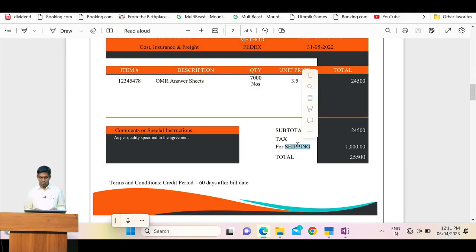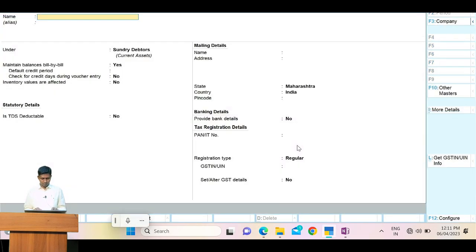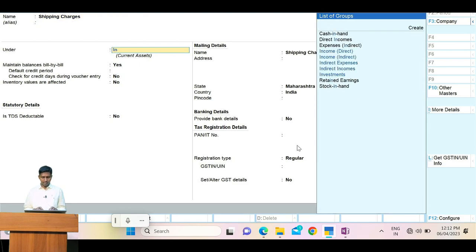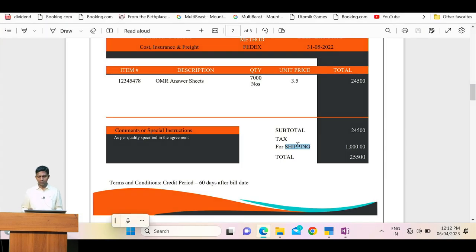Therefore, you can create shipping charges, or if you want, I can do it properly. Shipping charges. Okay, under what? Indirect expenses or indirect income, shipping charges.